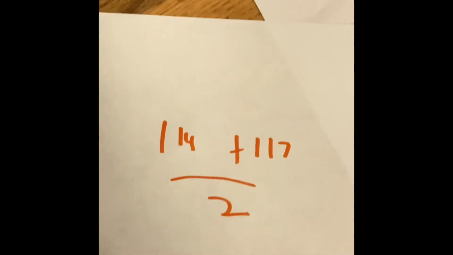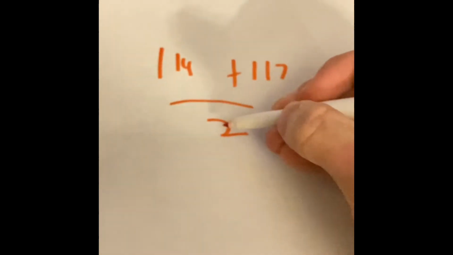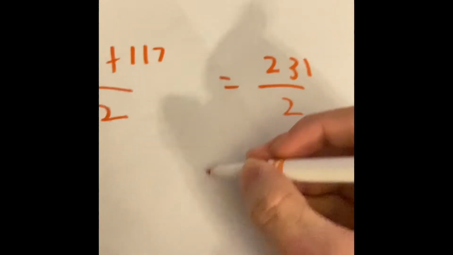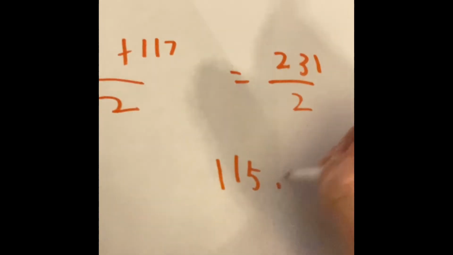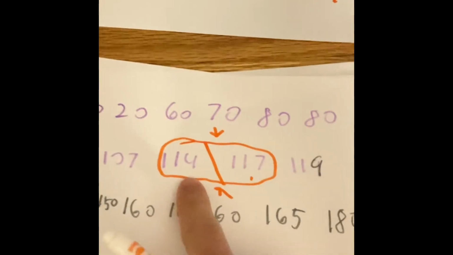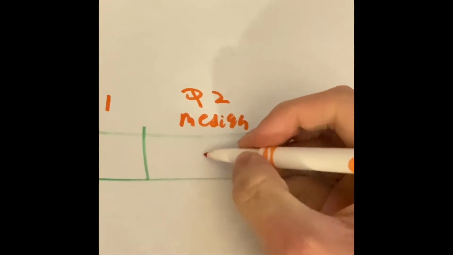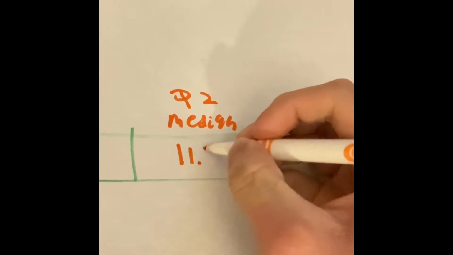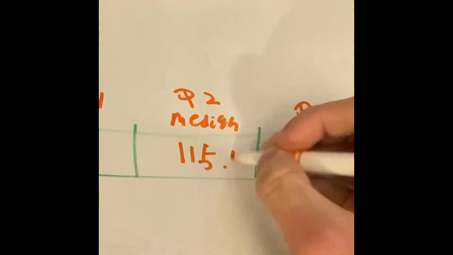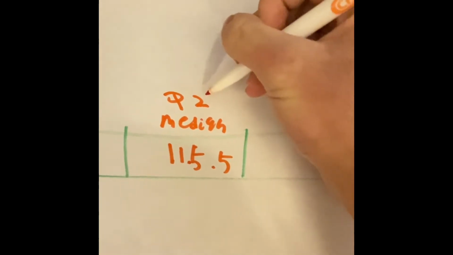So when we do that, we get an answer of 231, but when we divide that by 2, we get an answer of 115.5, which is going to be in the middle of 114 and 117. That is our median overall of the 22 numbers. 115.5. That is representing Q2 or the second quartile.